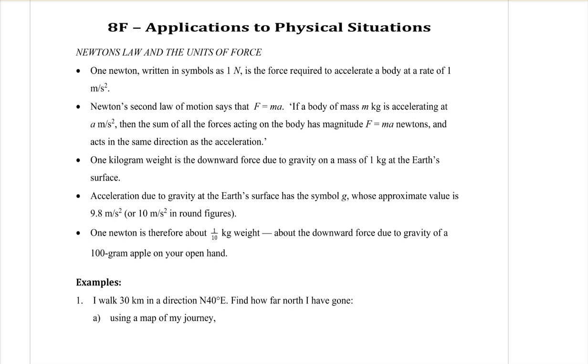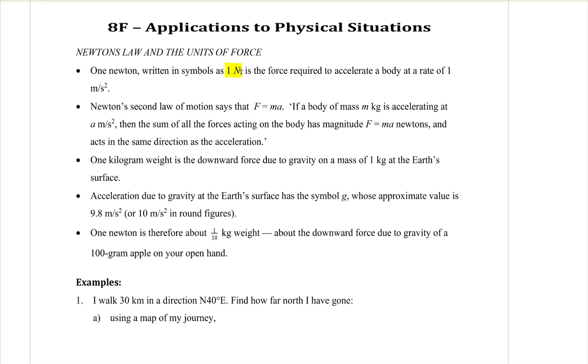First of all, Newton's law and the units of force. 1 Newton, written with a capital N, is the force required to accelerate a body at a rate of 1 meter per second.